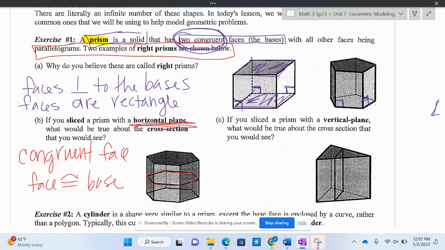Like if I were just to cut this in half, perfectly horizontal, parallel to the base. Horizontal means parallel to the base. If I were to cut through that, this new cross section is going to be congruent to its base, right? So the cross section is congruent to the base.